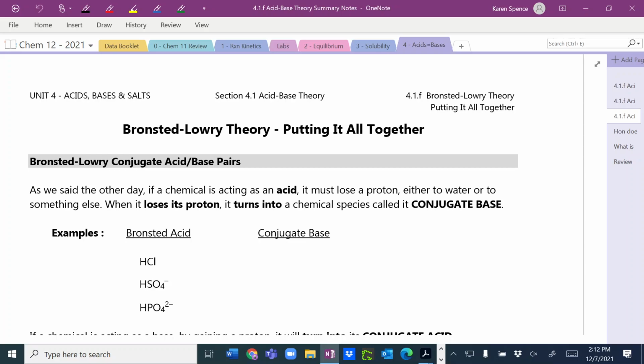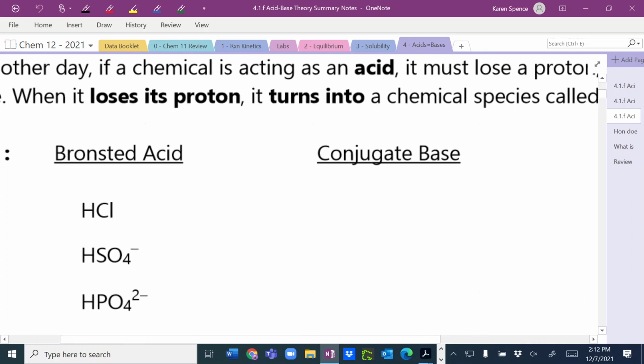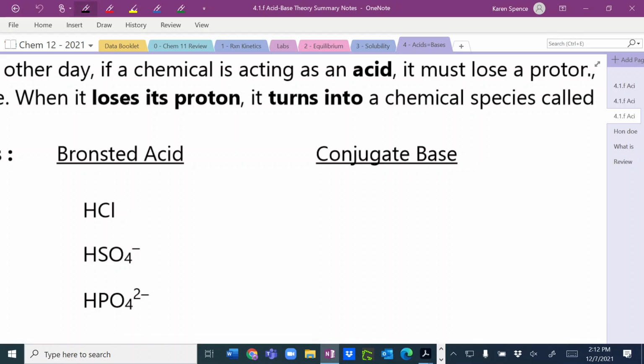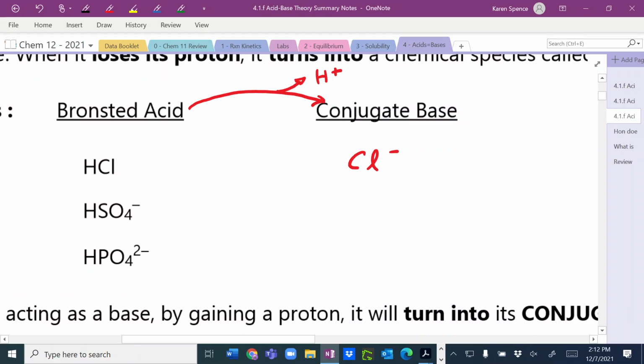So, as we said, if a chemical is acting as an acid, it loses a proton. So when a Bronsted acid, sometimes we leave off the Lowry and just call it a Bronsted acid, turns into its conjugate base, off has to come a hydrogen. Yes? So who is the conjugate base of HCl? Cl minus. So you have to take off an H and make it one more negative than it was before. How about HSO4 minus? SO4 2 minus. And HPO4 2 minus becomes PO4 3 minus. Excellent.